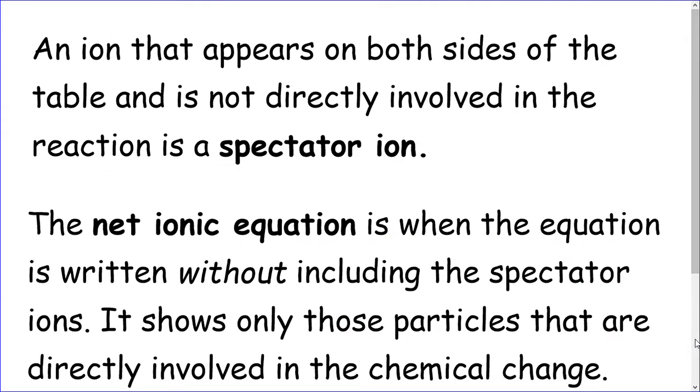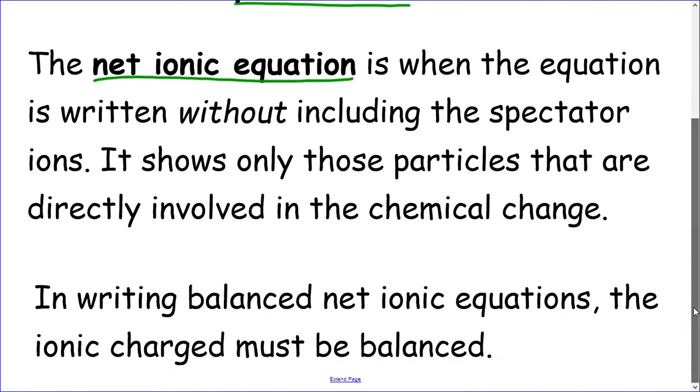So an ion that appears on both sides of the equation and is not directly involved in the reaction is a spectator ion. So spectator ions are the ones that are getting canceled out. That would be a good term for you to know moving forward with this stuff. Now, our net ionic equation, again another term, is when the equation is written without including those spectator ions. It only shows what's important in the reaction. In writing balanced net ionic equations, the ionic charges also have to be balanced, and that's an important rule that's going to come into play here.